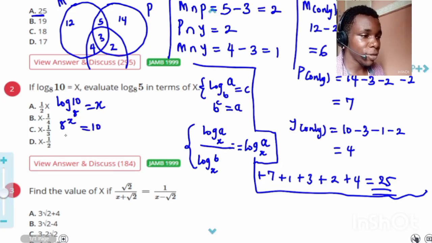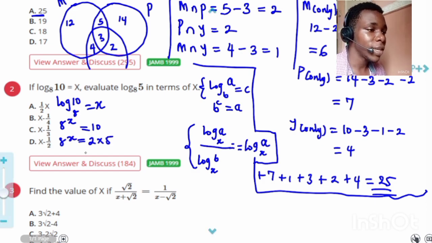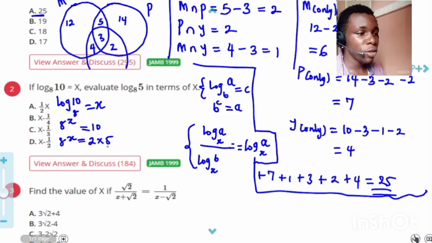All right. Now that we have this particular expression well elaborated, we're going to find a way 5 relates to this expression. And we all know that 5 is a factor of 10. So if we said 2 times 5, that would give you 10. And then we have here 8 to the power of x equal to 2 times 5. Now the next thing we are going to do is make 5 the subject of the formula. Making 5 the subject of the formula would entail that you divide through by 2.